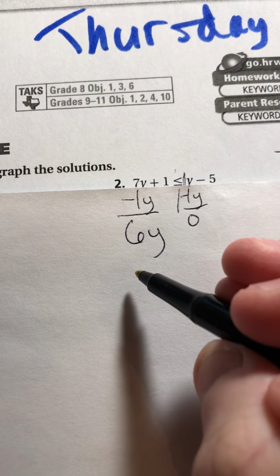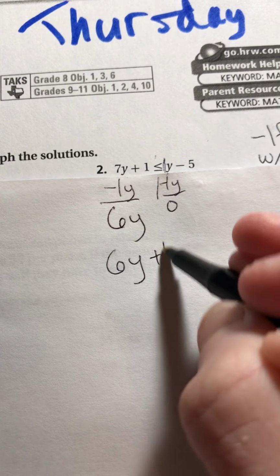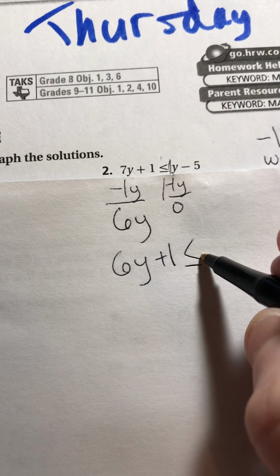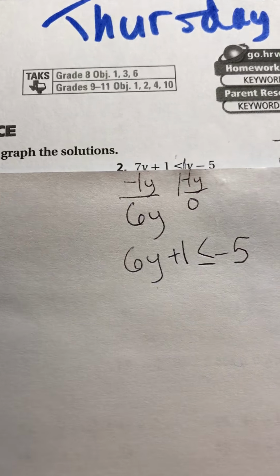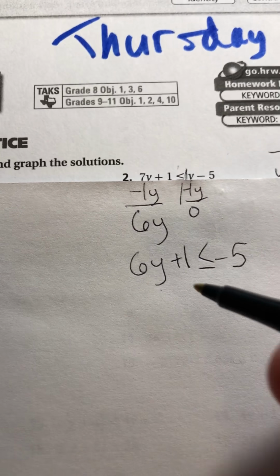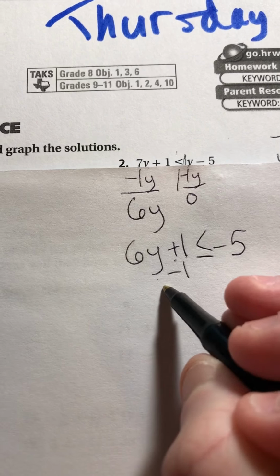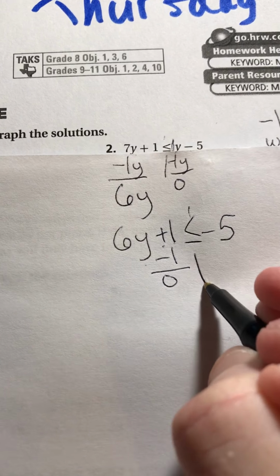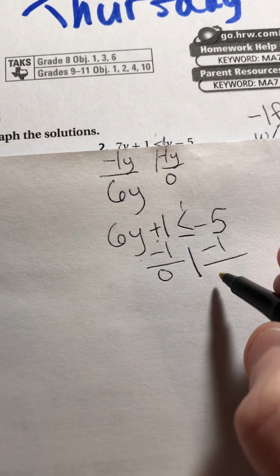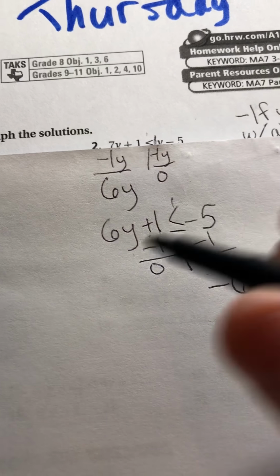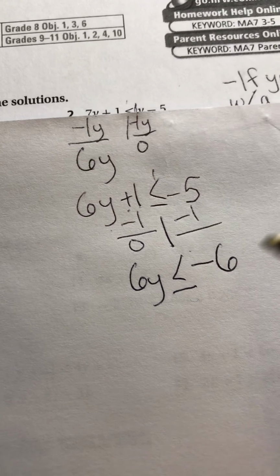So let's bring everything down just for organization. So 6y plus 1 is less than or equal to negative 5. So we see we already have the y over here, we just need to get it all by itself. So we do the inverse operation of adding 1, which is subtracting 1. Do it to the other side, and we get negative 5 minus 1, which is negative 6. So we got 6y is less than or equal to negative 6.